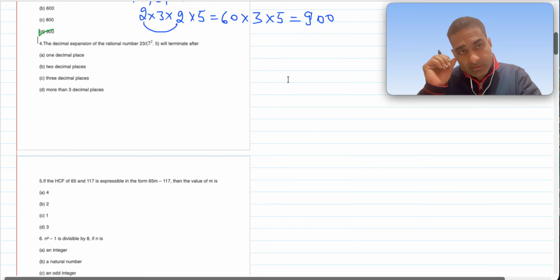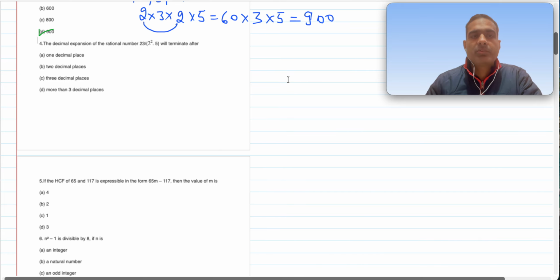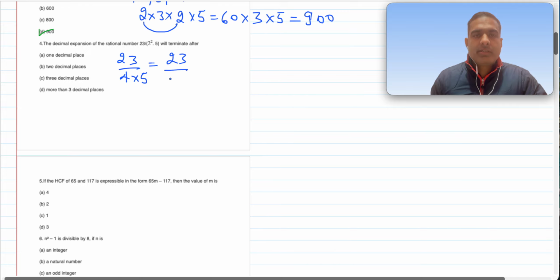Moving to the next question, fourth, that is the decimal expansion of the rational number 23 divided by 2 square times 5 will terminate after. So it is asking after how many decimal places the decimal representation of 23 by 2 square into 5 will end. Okay. So 2 square is 4 times 5, so that is 23 divided by 20. So we will not actually divide, we will try to make the denominator a power of 10.